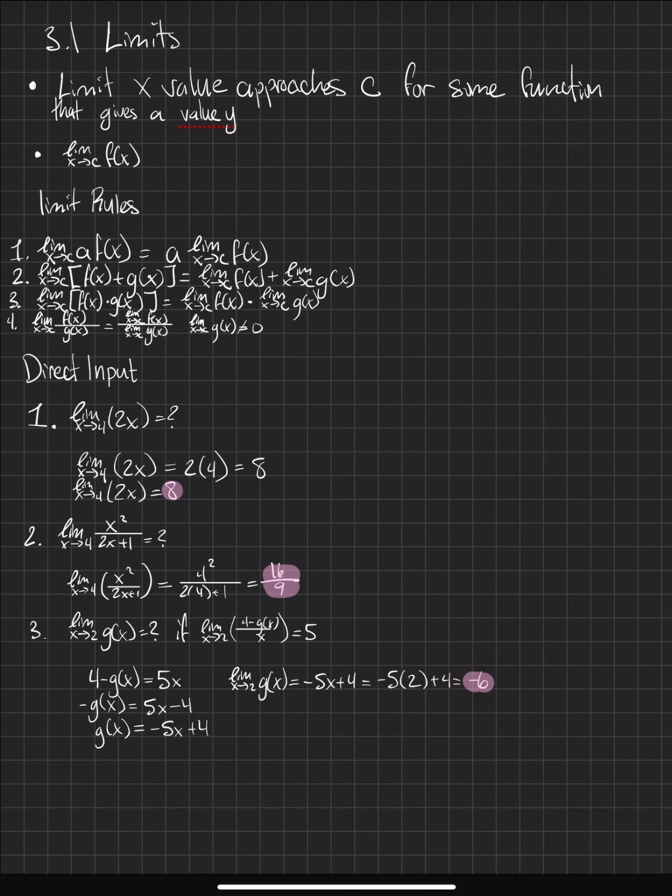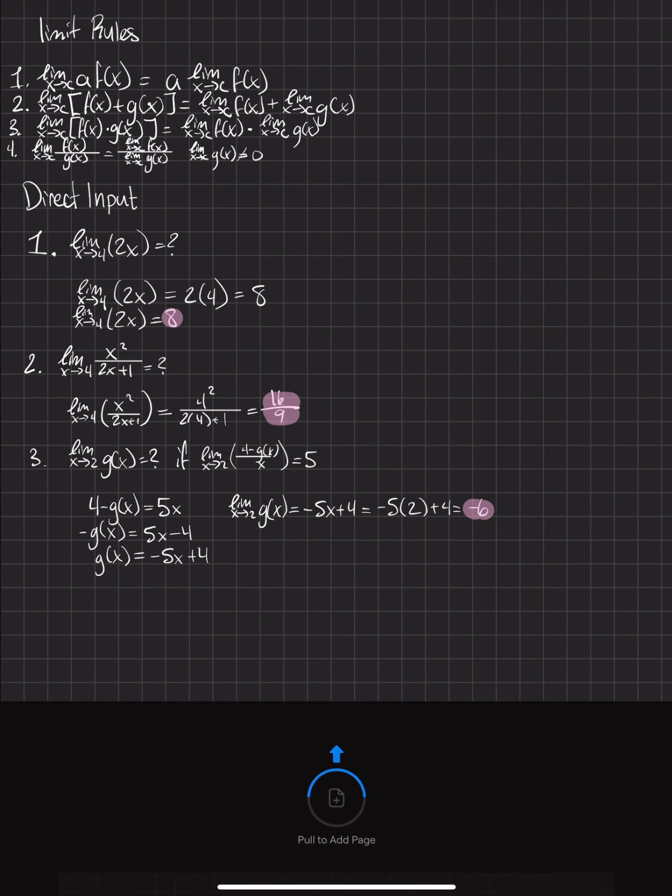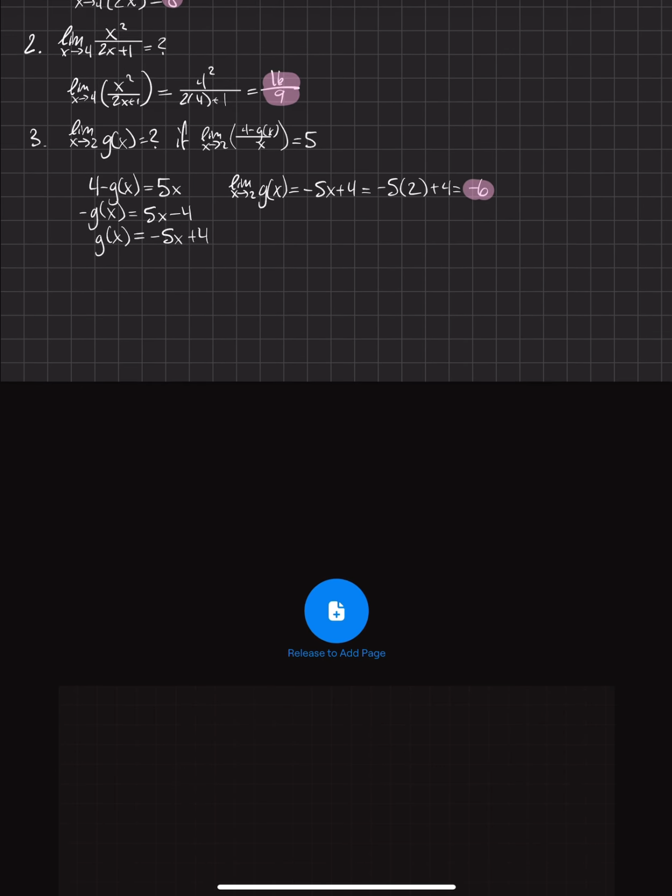Now, that pretty much goes over everything you need to know about direct input. It's pretty straightforward. You don't really have to worry about too much. And then the next section, I call this manipulating the equation.